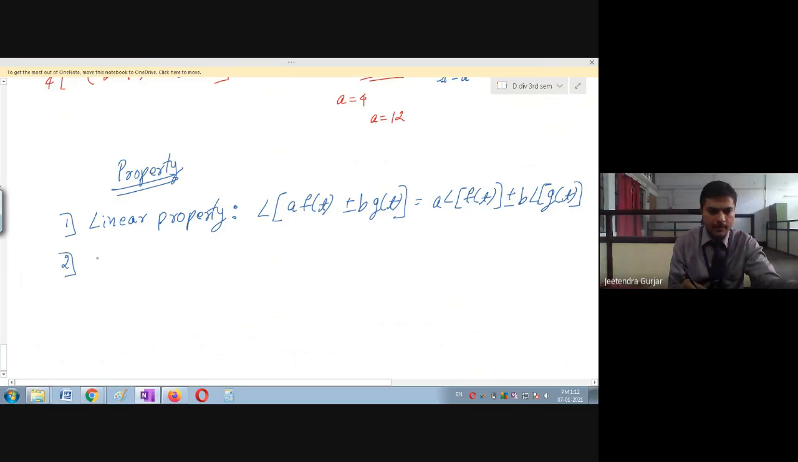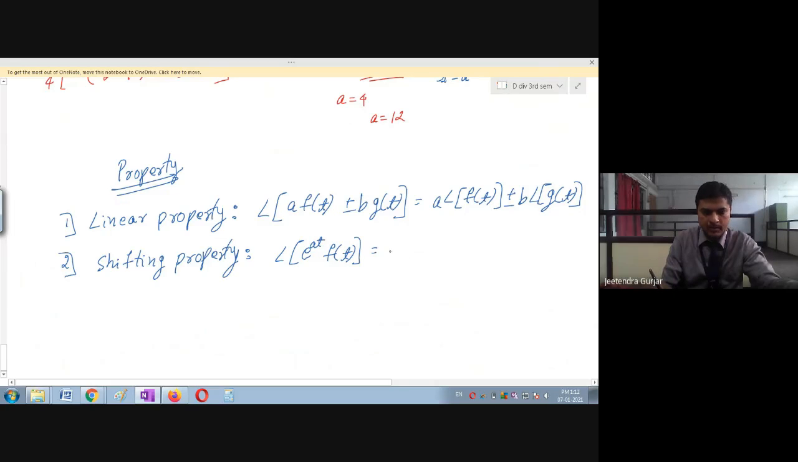The next we have, very very important. So in the next class we are going to use all these properties, friends. So please note it down. So we have the shifting property. You can see this is Laplace transform of e raised to at f of t is equal to, we can just write this as f of s minus a. This you are going to come across when we use this property specially.